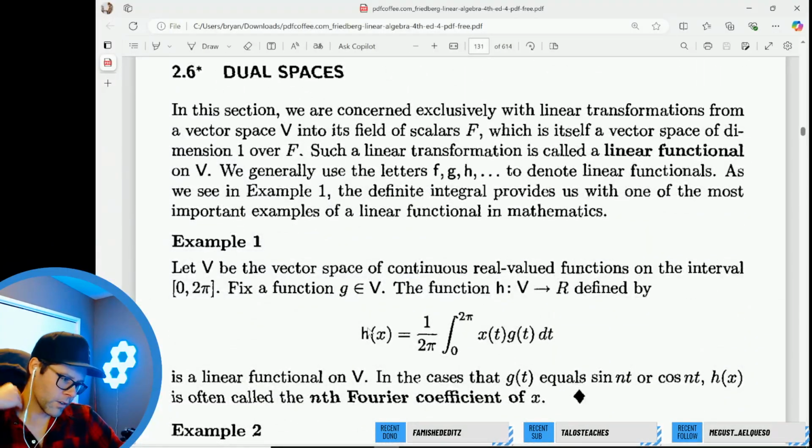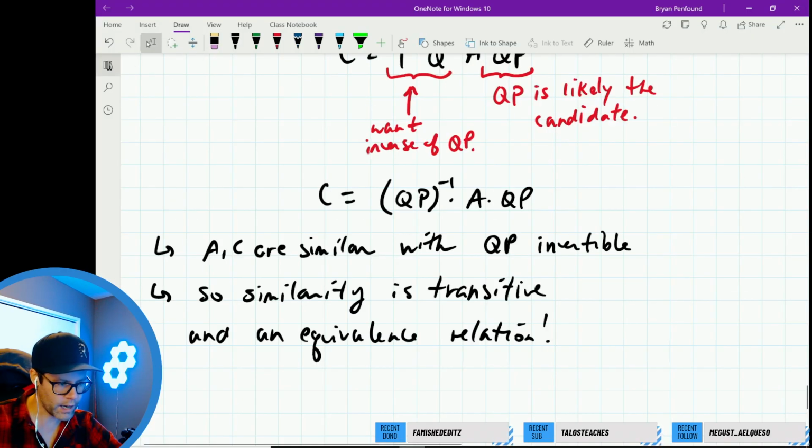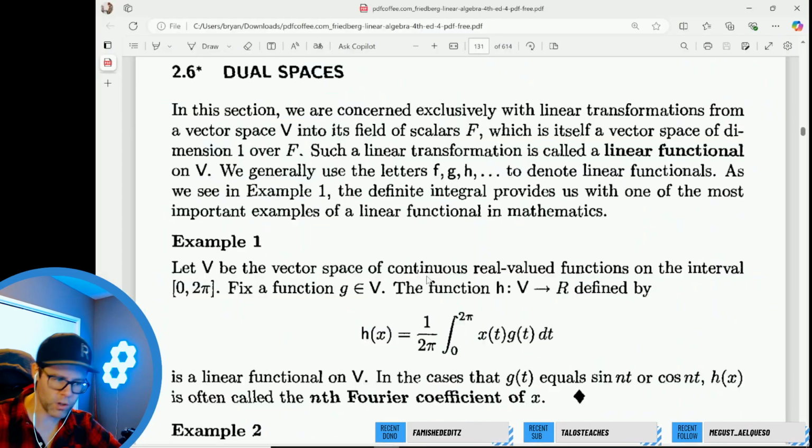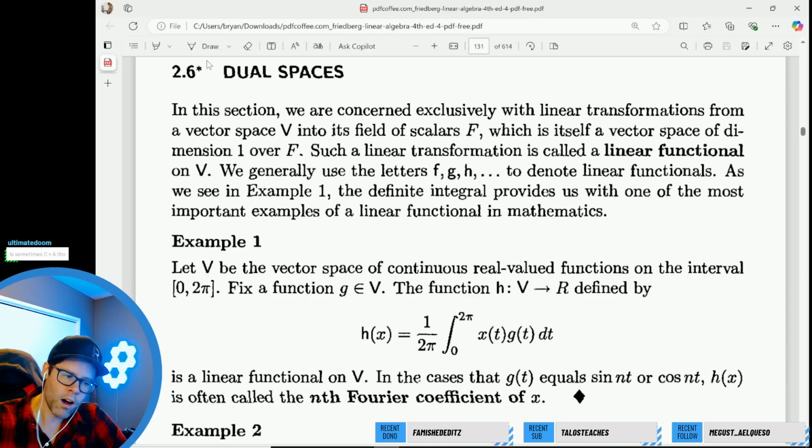So let's take some time in the next 40, 50 minutes or so just to truck through 2.6. I want to take a look at dual spaces, try to get a better sense of what the textbook is talking about here. It's a starred section, so that means it might not be something that comes up often. But let's look at it anyway and just see.